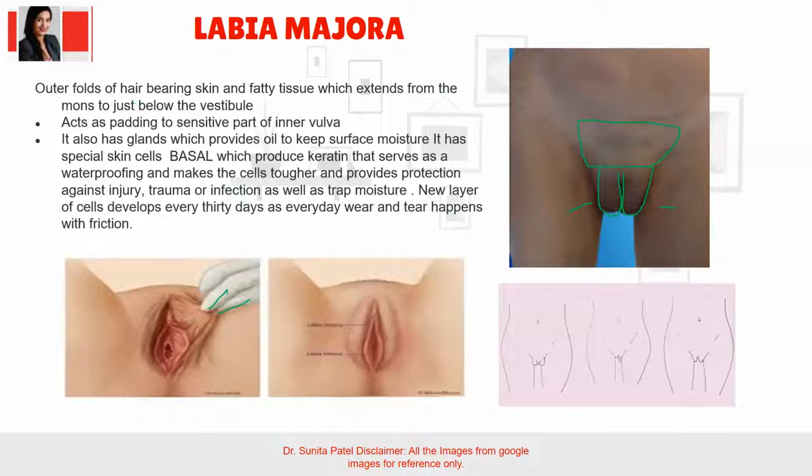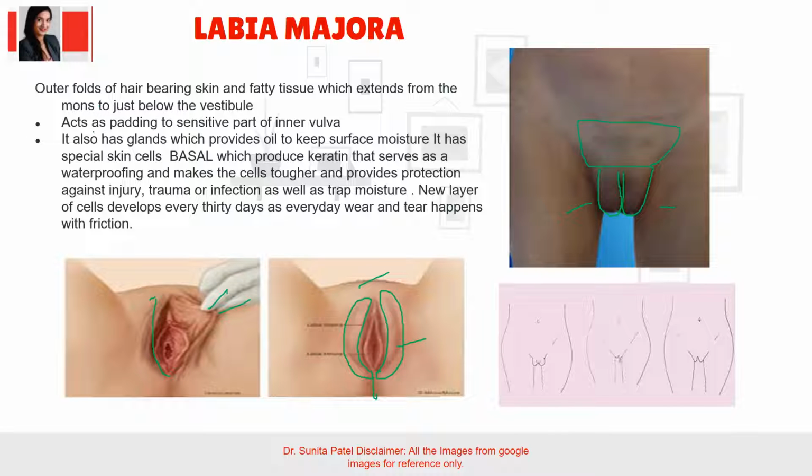The outer fold of hair-bearing skin and fatty tissue extends from the mons to the vestibule downwards, around the perineal body. So we have this perineal body downwards. All the way from the mons to the perineal body, we have the labia majora, two skin folds. Into this skin fold, we have a continuous presence of pubic hair. Pubic hair was present on the mons also. In the same way, pubic hair is present on the labia majora also. So it is hair-bearing skin.